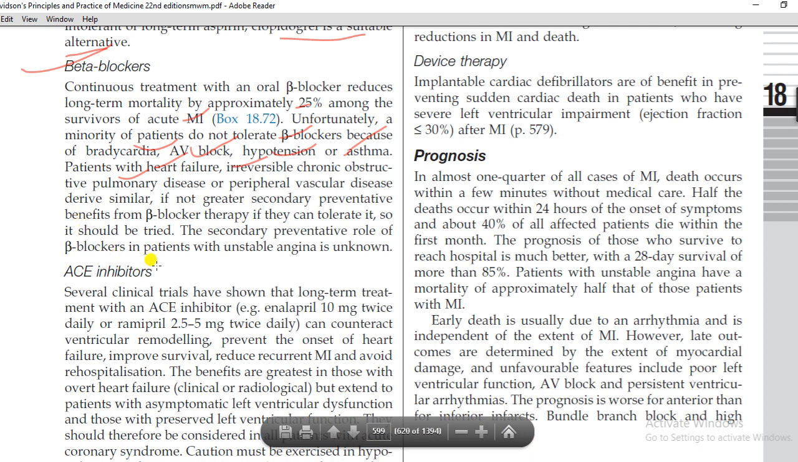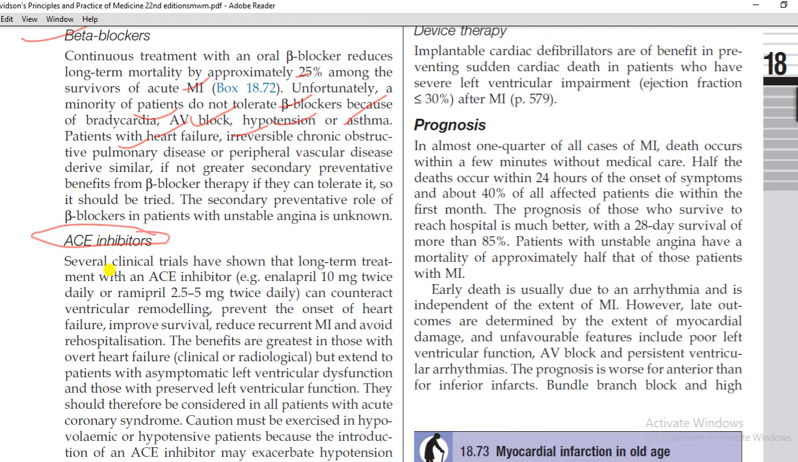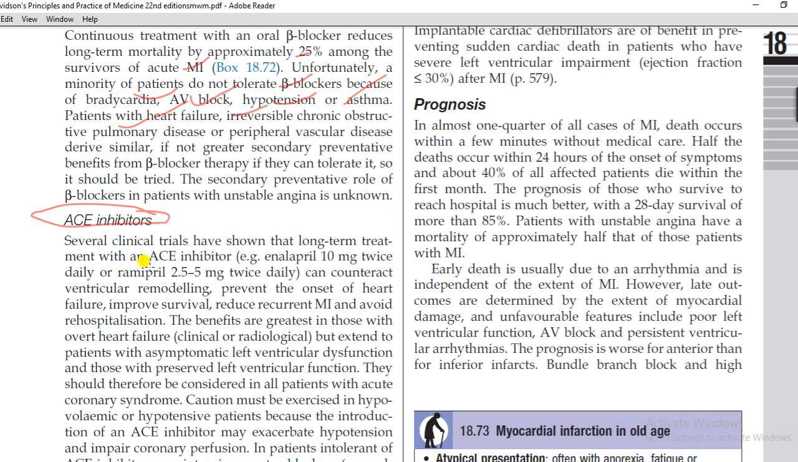ACE inhibitors. Several clinical trials have shown that long-term treatment with ACE inhibitors, such as ramipril 2.5 to 5 mg twice daily, can counteract ventricular remodeling, prevent the onset of heart failure, improve survival, reduce recurrent myocardial infarction, and avoid rehospitalization. So ACE inhibitors could be given.